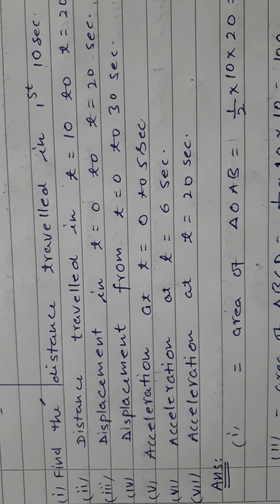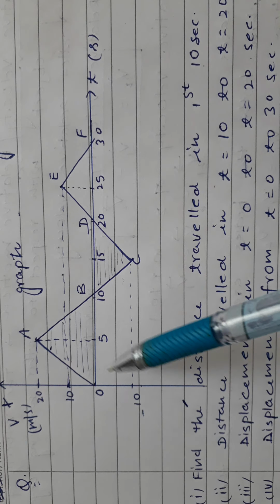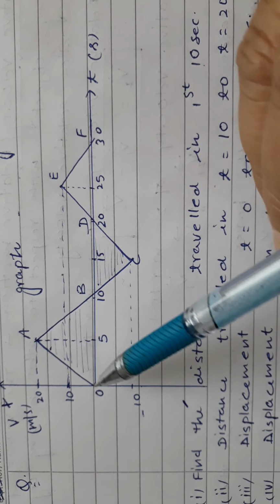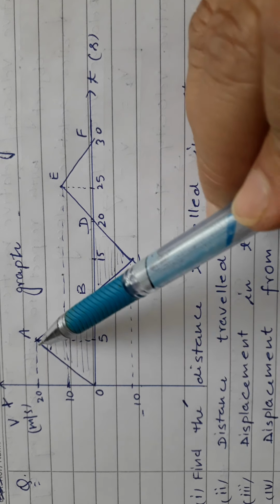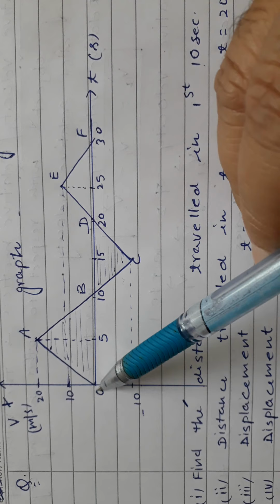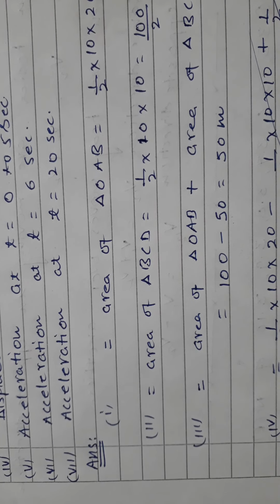In the next part, we have to find the acceleration. Students, if you remember, acceleration is found using the slope. The slope of the velocity time graph gives the acceleration. Suppose I have to find the acceleration from O to A, that is 0 to 5 seconds. It will be the slope of this line. So the slope is perpendicular 20 upon base 5.